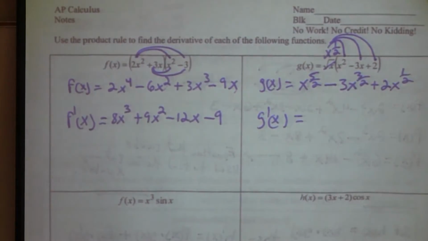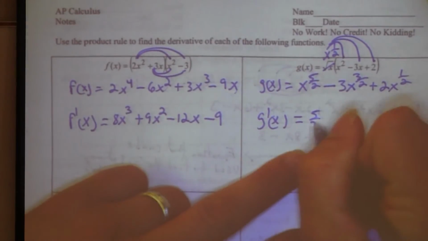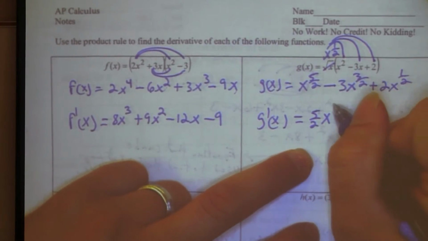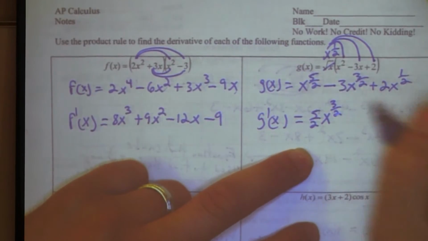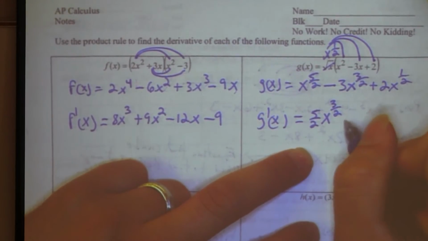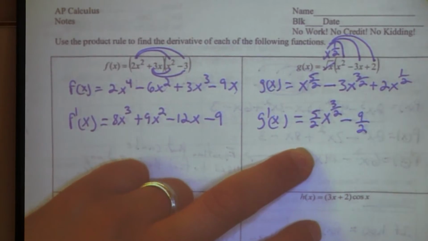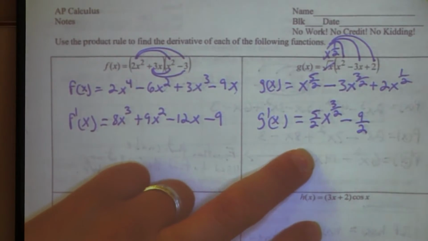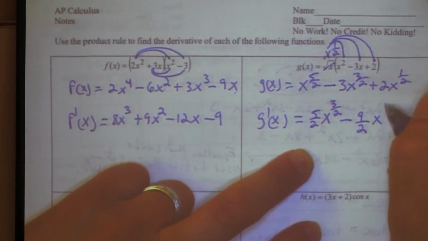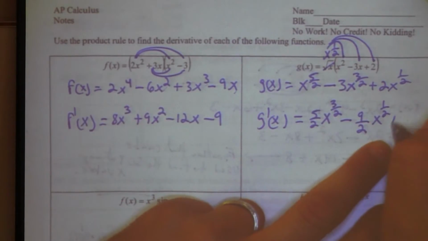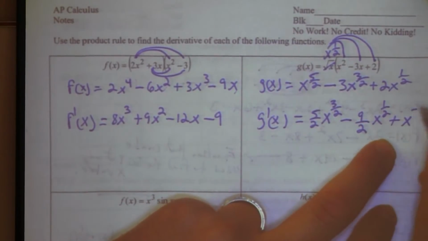What's that one gonna be? 5 over 2 x to the 3 over 2, okay, minus 9 over 2 x to the half, okay, plus x to the negative half.